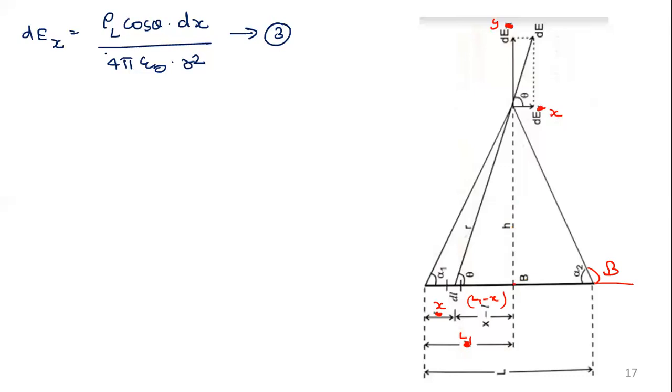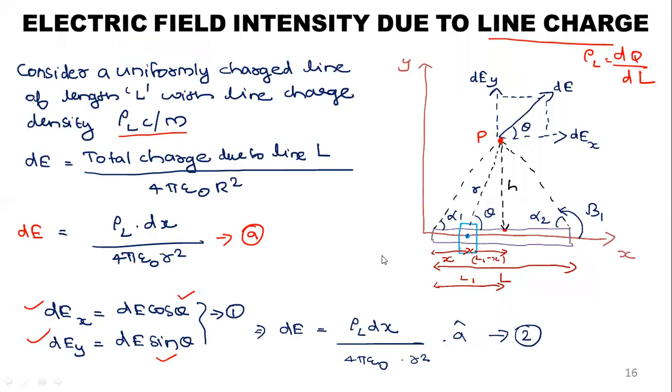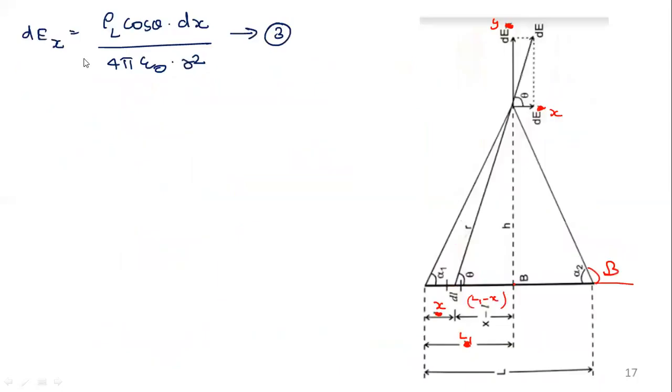So the electric field along the total is dE. We resolved it into x coordinate and y coordinate. So now we can write along both the axes. So what is dEx? dEx will be rho L cos theta into dx divided by 4 pi epsilon 0 into r square, that is, along the x direction. Now the things you need to notice: consider the right triangle ABC.